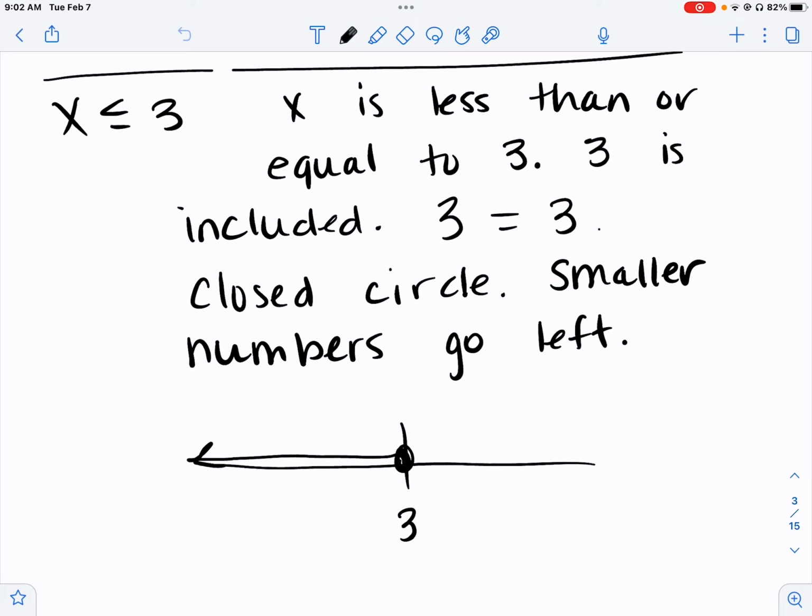Less than or equal to, the line means equal. 3 is included because 3 does equal 3. So we use a closed circle, and smaller numbers go to the left because it says less than.